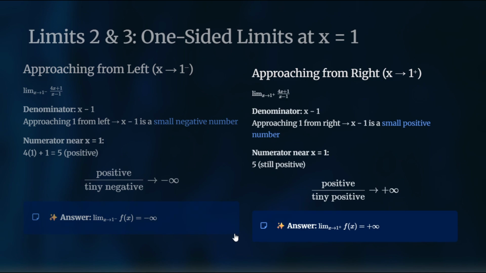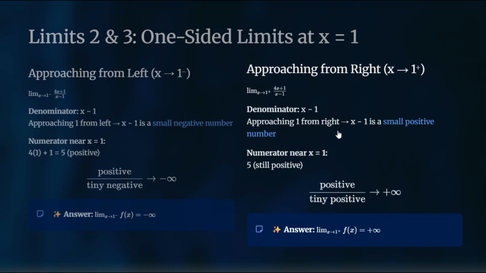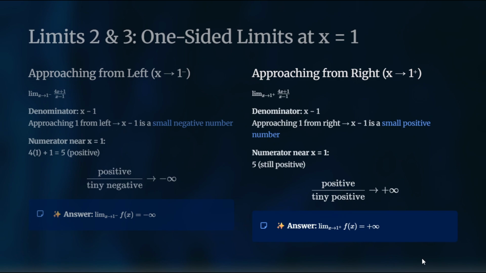Now, when x approaches 1 from the right, our denominator x minus 1 will be a small positive number. So let's say you plug in 1.0001 for x. That will be a very small positive number when you subtract 1 from it. Our numerator at x equals 1 is still 5, so that's still positive. So if we divide a positive number by a tiny positive number, this will approach positive infinity in this case. So the limit as x approaches 1 from the right of the function f of x is positive infinity.